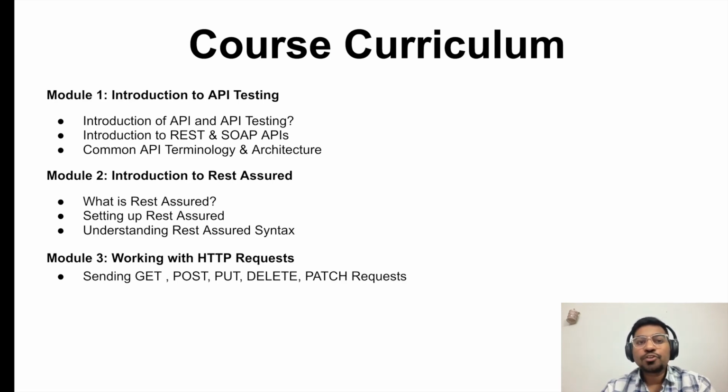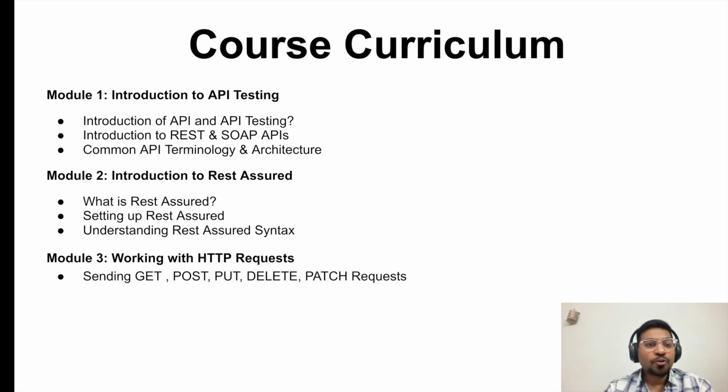The first module is the introduction of API testing, where I'm going to talk about what is API, what is API testing, what is the importance of API testing in the automation industry, and the introduction of REST and SOAP API. I'm going to talk about what is REST API, what is SOAP API, what are their architectures, what are the similarities, and what are the benefits and usage of these two APIs. Third is common API terminologies and architecture. Here I'm going to talk about the common terminologies that are actually used in industry and the architecture of REST Assured. Why REST Assured? Because I'm going to cover REST Assured in this course.